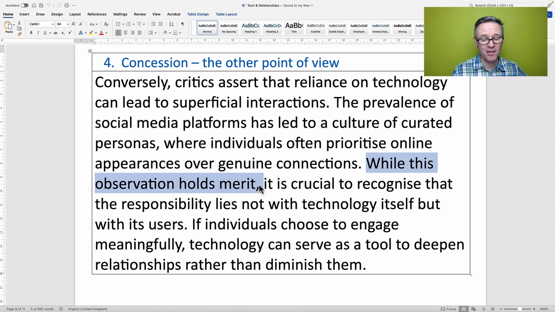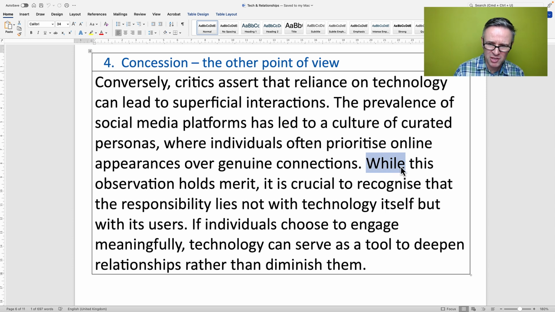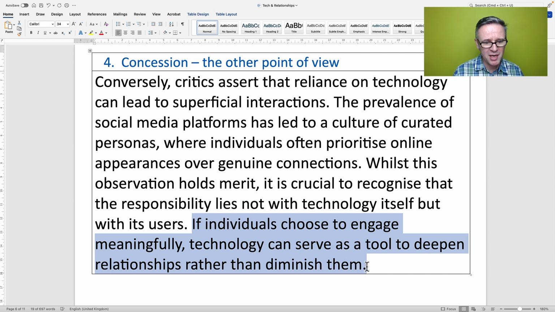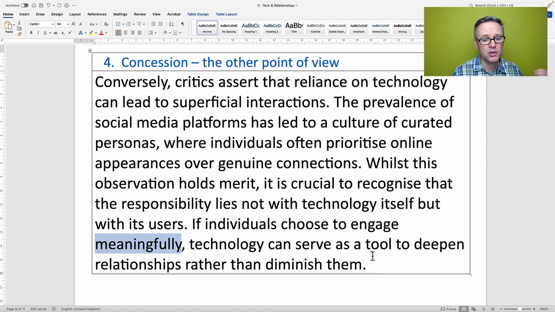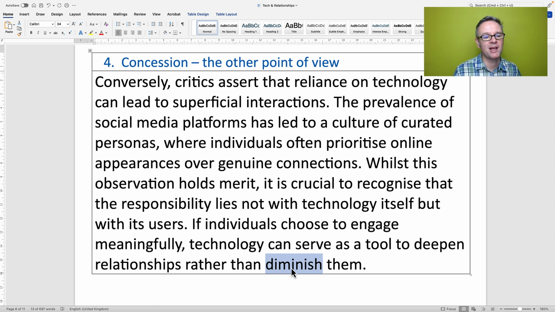so I'm accepting that this is a sound argument, it is crucial to recognize that the responsibility lies not with technology itself, but with its users. So it's crucial to recognize, it's very important to recognize. You could also say it's paramount to recognize. Now, I've used while a couple of times, so I'm going to just change this to whilst. Here's our final sentence. If individuals choose to engage meaningfully, which means to engage with meaning, the opposite of superficial, technology can serve as a tool to deepen relationships rather than diminish them. To diminish means to make smaller, to make less important.